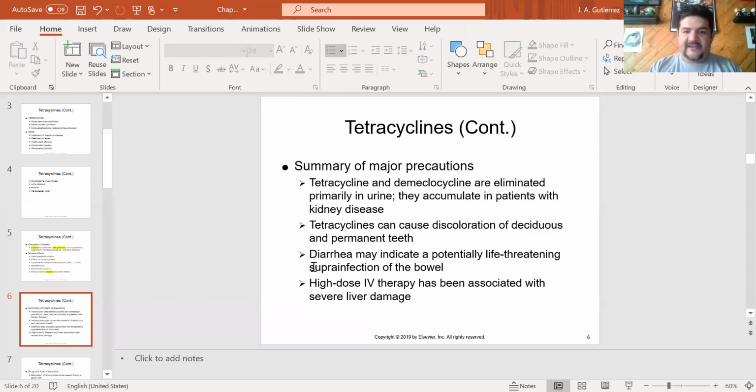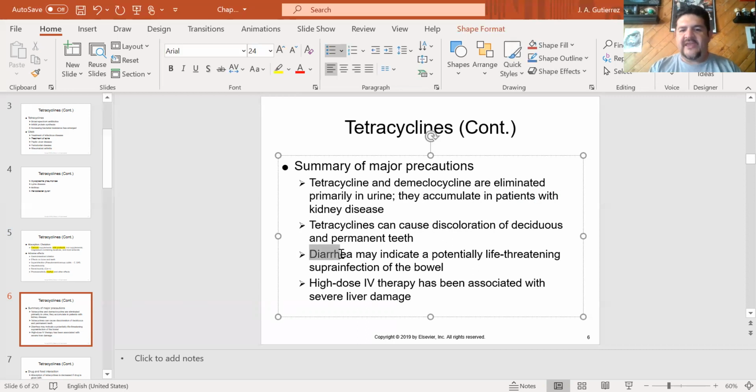We mentioned, just like with any other antibiotic, if the patient tells you, hey, I have diarrhea, we need to make sure that it's not a superinfection. So you have to make sure that it's not a smelly, foul diarrhea. So if it is, then we need to suspend the tetracycline and give metronidazole to treat that C. diff diarrhea. High dose IV therapy may produce liver damage.